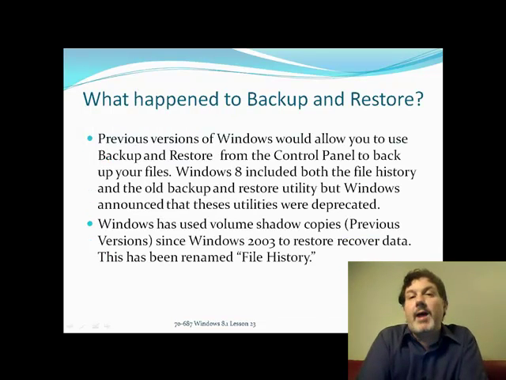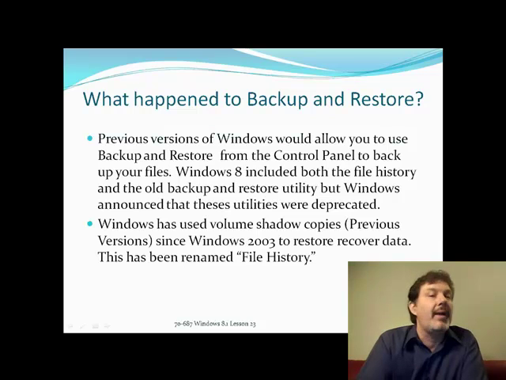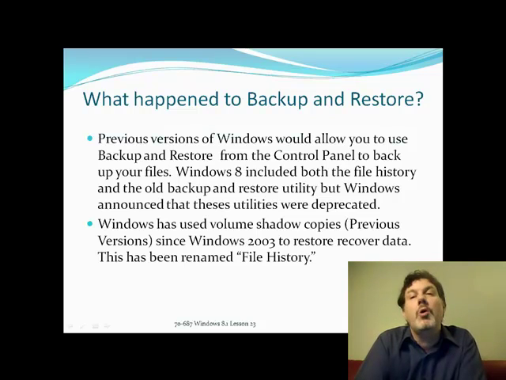So, what did happen to the backup and restore? Well, as you recall, previous versions of Windows would allow you to use what we call the backup and restore utility from the control panel to back up all the files and folders on our system. And through the backup and restore panel, we could pick and choose which files, which folders, what days of the week, when we wanted these to be backed up and run.